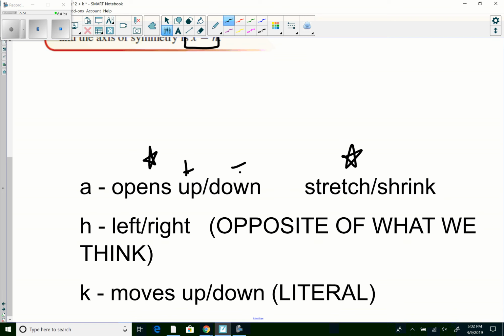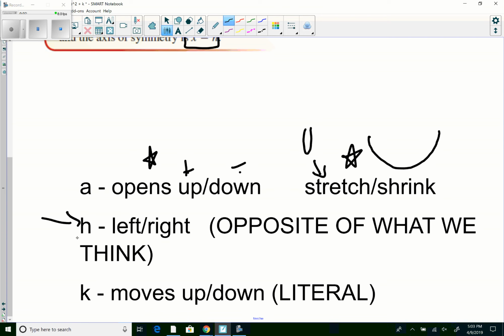And then if there's a stretch or a shrink happening, remember, a stretch happens if it's getting closer to the y-axis. So your more narrow graphs are stretching, and they're shrinking if they're getting wider. So that's your A coordinate. Those are the 2 things that it controls.